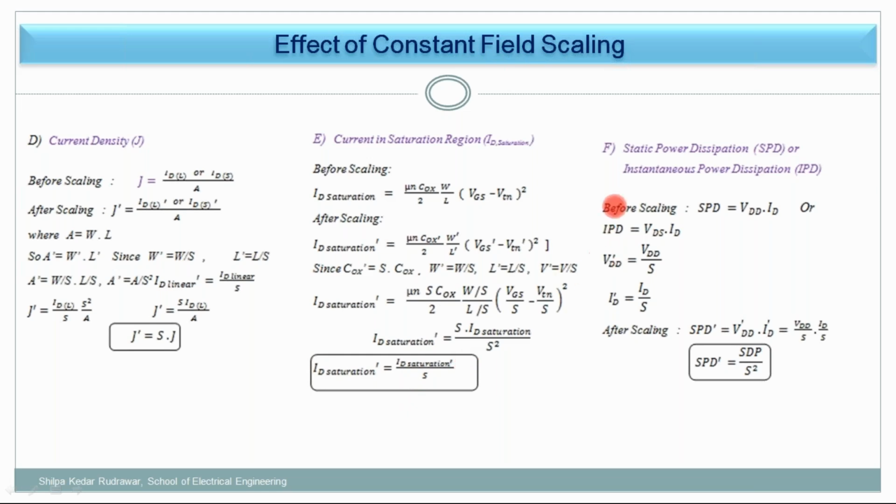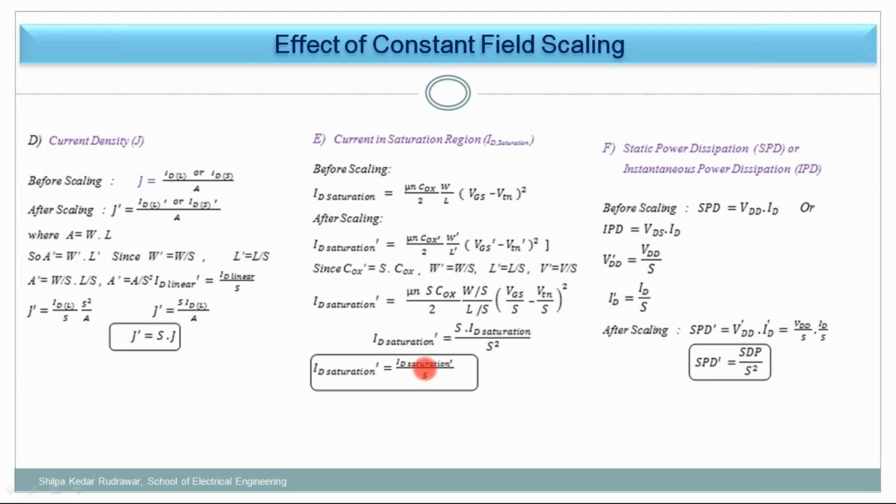Hope the things are clear. Now, static power dissipation or instantaneous power dissipation. What is power dissipation? V into I. So here the definition is VDD into ID. Now VDD you need to scale down by S. ID is also the drain current, which is scaled down by S, because we found it right now. So VDD dash is replaced by VDD by S, and ID dash is replaced by ID by S, as you got it over here.